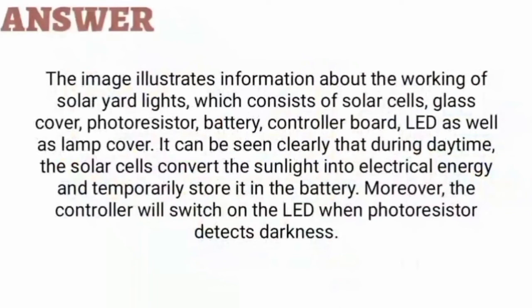The image illustrates information about the working of solar yard lights, which consists of solar cells, glass cover, photoresistor, battery, controller board, LED, as well as lamp cover. It can be seen clearly that during daytime, the solar cells convert the sunlight into electrical energy, and temporarily store it in the battery. Moreover, the controller will switch on the LED, when photoresistor detects darkness.